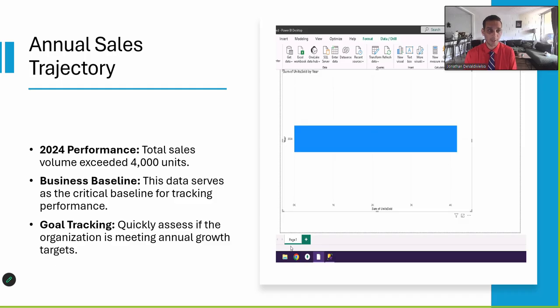Now we'll take a look at the annual sales trajectory, the 2024 performance. The total sales volume exceeded 4,000 units. This isn't just a number, it is our primary baseline. By visualizing sales at the year level, we can instantly determine if we are maintaining momentum or if external market shifts are beginning to impact our growth. This bird's eye view will ensure the leadership team remains aligned with our long-term annual targets.